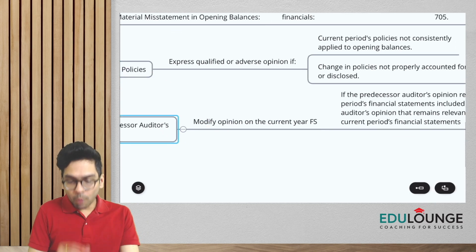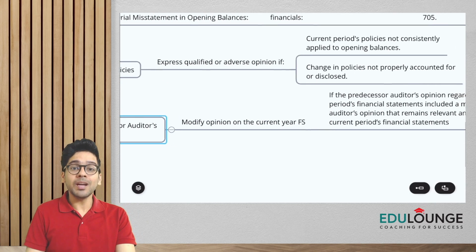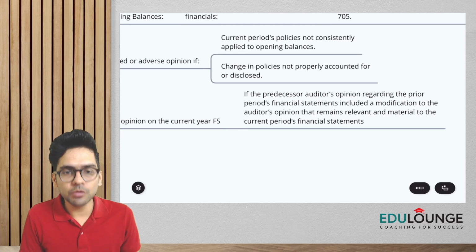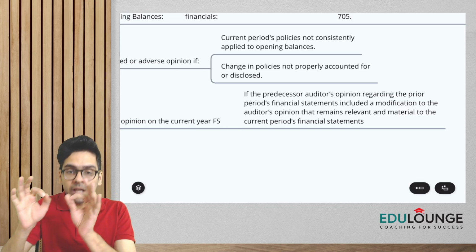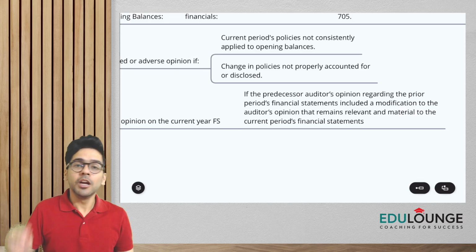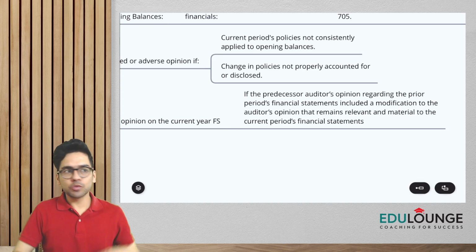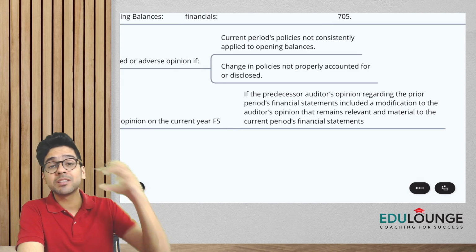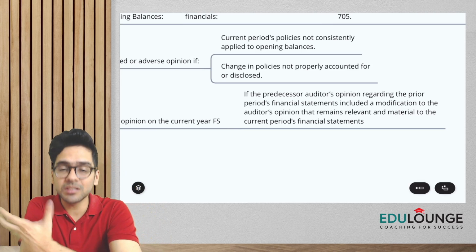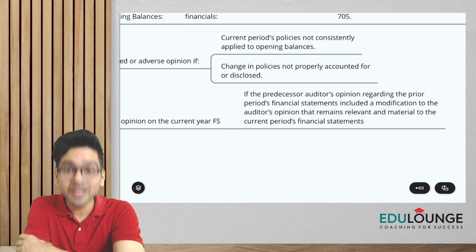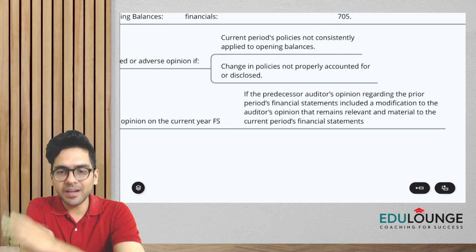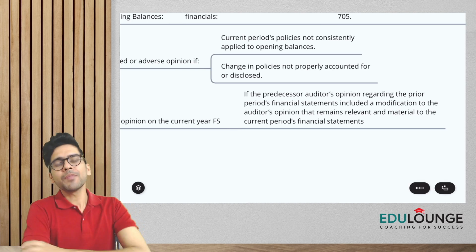So it says modify the opinion on the current year financial statements if the predecessor auditor's opinion regarding the prior period financial statements included a modification that remains relevant and material to the current period's financial statements. So if the reason why the predecessor auditor gave a modified opinion still persists in the current year and is impacting the current year financial statements, then you shall be issuing a modified opinion in the current year as well.